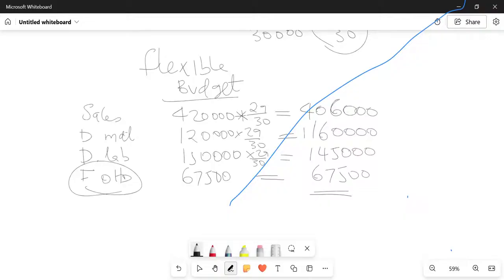Remember, this examiner never wanted a variance statement. Read the question again. The question simply wanted us to do a flexible budget. But assuming I were the examiner, I can't leave it there. I'm a rough examiner. I will come and ask you for the variance statement.